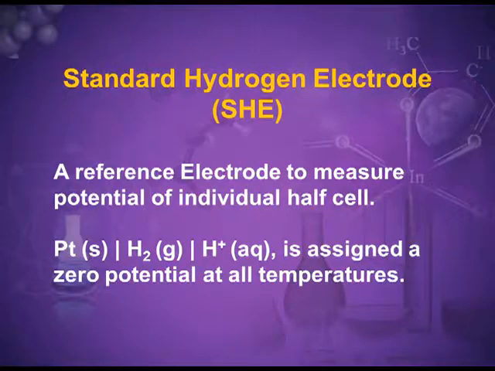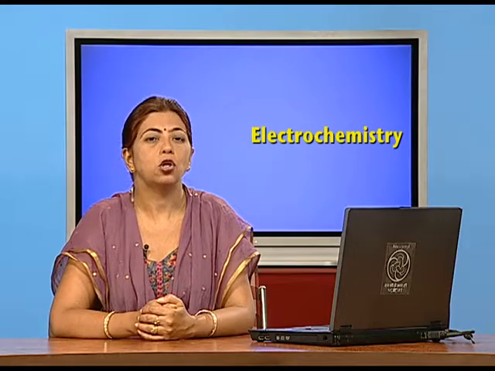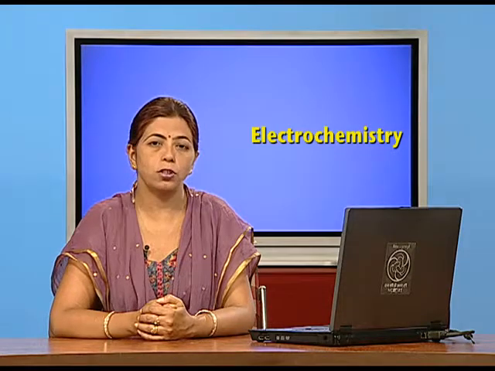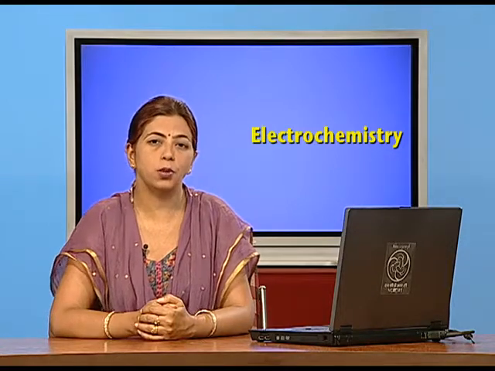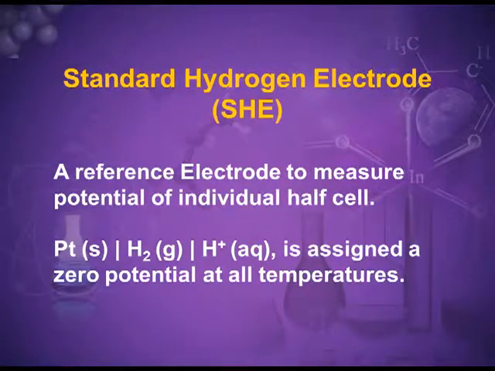Let me explain this SHE or NHE. The full form of SHE is standard hydrogen electrode, and SHE, which is also known as NHE, normal hydrogen electrode, is commonly known as the reference electrode. Let's see its working. Standard hydrogen electrode is a reference electrode to measure the potential of an individual half cell. It has been assigned a zero potential at all temperatures.